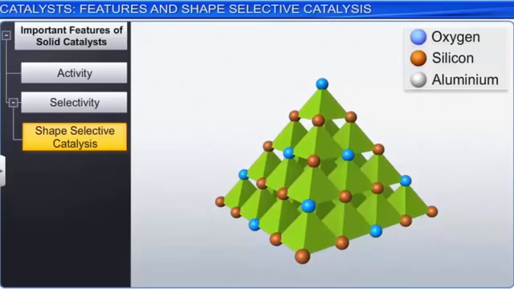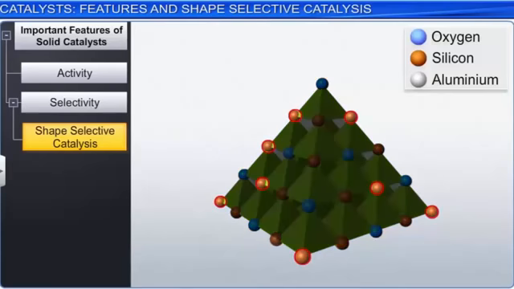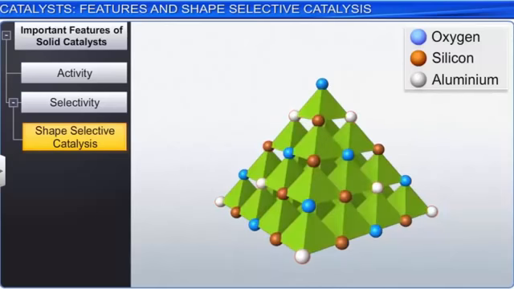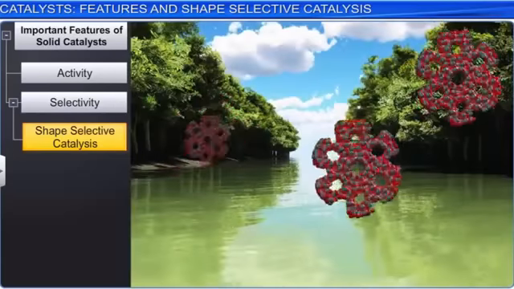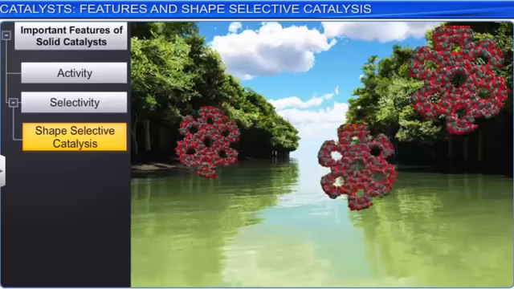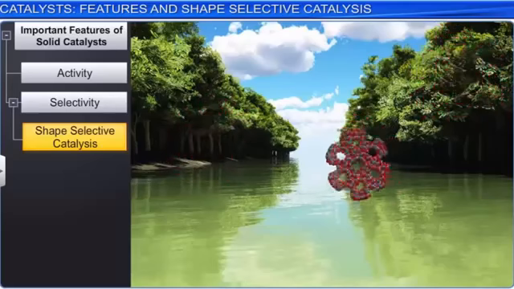In aluminosilicates, some silicon atoms in the tetrahedral structure of silicates are replaced by aluminium atoms, giving it an aluminium-oxygen-silicon type of framework, while the cations and water molecules are present within the pores. Zeolites are found in nature as well as are synthesized for catalytic selectivity.